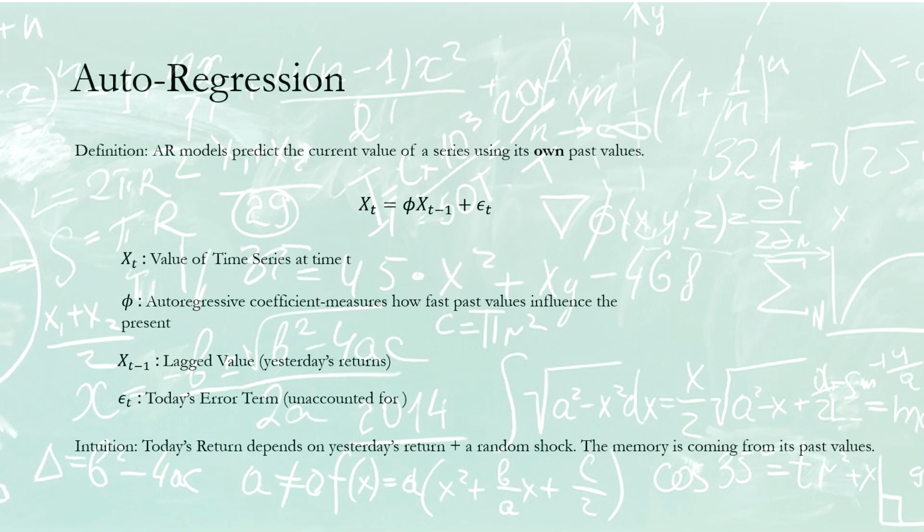One thing to notice is that phi could range from 0 to 1, right? If it's like 0.9, it's basically more persistent. If it's 0.2, it's less persistent and whatnot. And if it's negative, basically it reverts. Okay, and we'll be talking about that shortly. So the basic intuition behind this model is that today's return depends on yesterday's return plus random shock, right? The memory is coming from its past values. Okay, so xt minus 1 in this case.